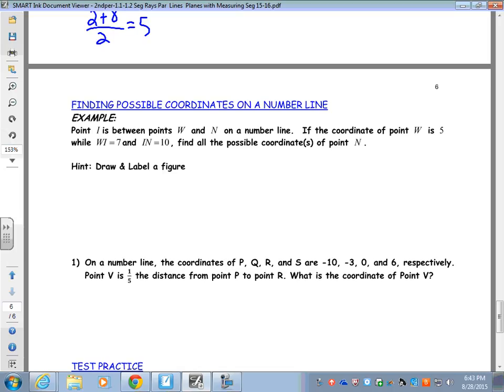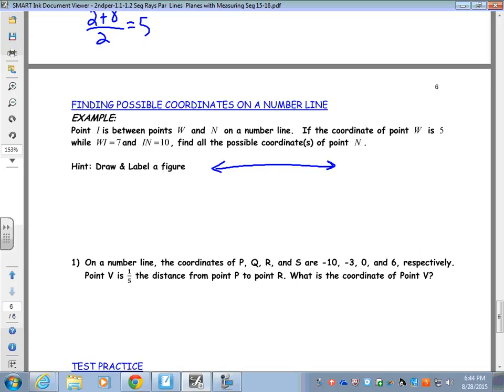So it says point I is between points W and N on a number line. If the coordinate of W is 5, while WI equals 7 and IN equals 10, find all the possible coordinates of point N. It says all possible coordinates should be for point N, and I think I wrote that wrong. So we need to start off with the number line. We know I is between W and N.